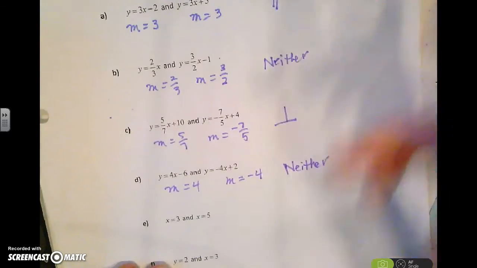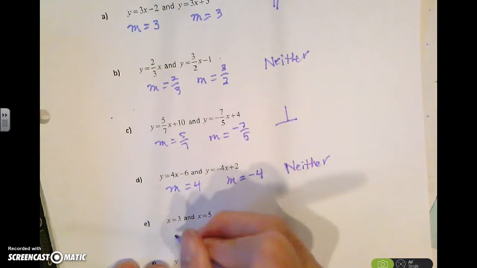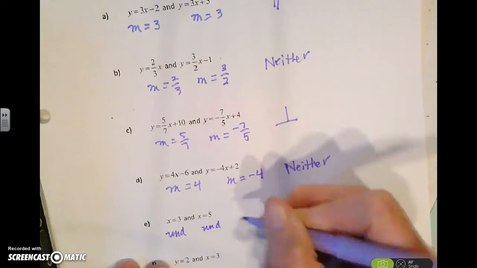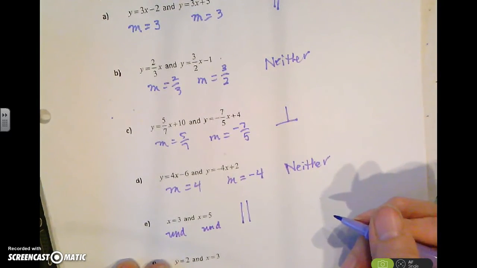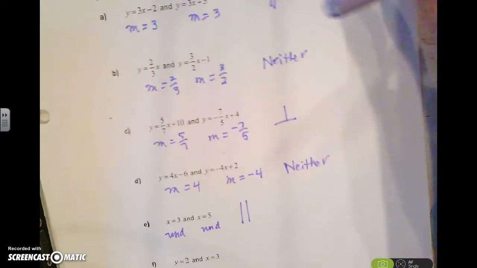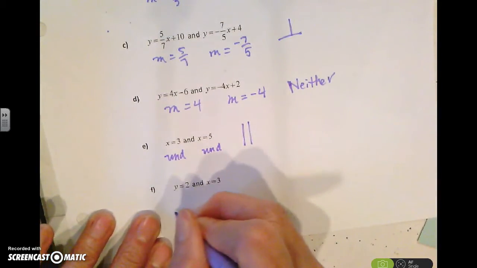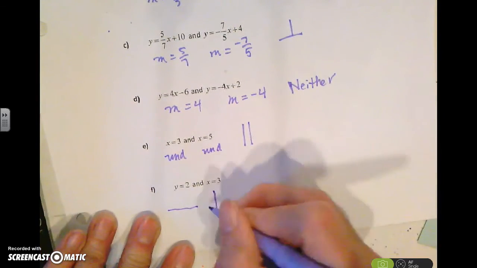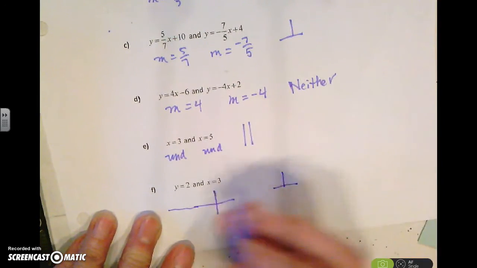X is 3 and X is 5. Now we have to think a little bit harder about this. X is a vertical line, so this has an undefined slope, and this also has an undefined slope. So vertical lines look just like the symbol for parallel, and they are parallel. And then if I have Y is 2, which is a horizontal line, and X is 3, which is a vertical line, you can kind of see that they're going to end up being perpendicular on that.